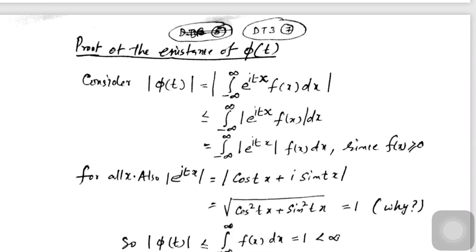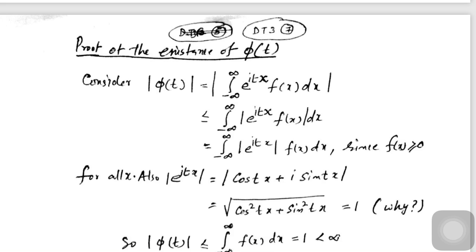We will show that the characteristic function, or simply CF, will always exist. For that purpose, we consider the absolute value, the modulus of phi of t. What is the modulus of phi of t? By definition, it is the modulus of the expectation of e to the power of itX, f(x) dx in the continuous case. Similarly, you can come to the discrete case also. The proof is similar. For the time being, we consider the continuous distribution.